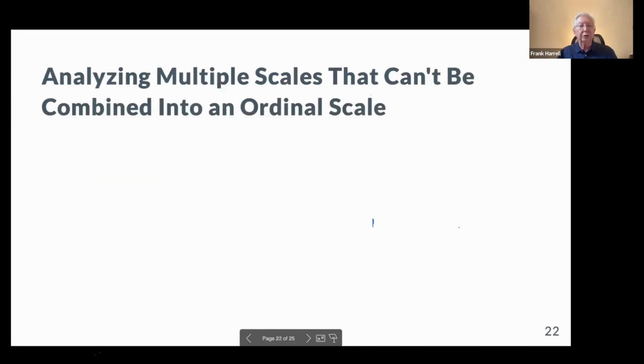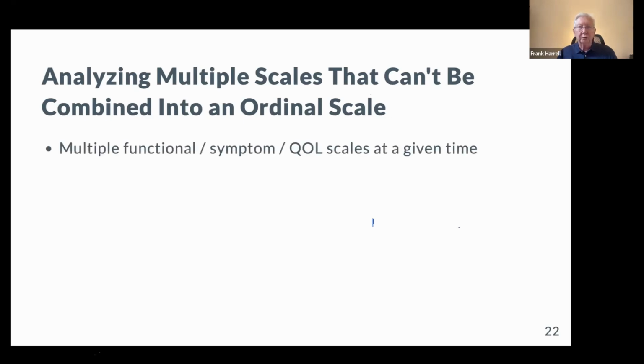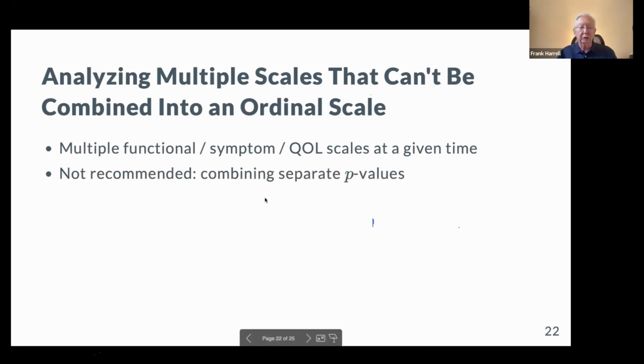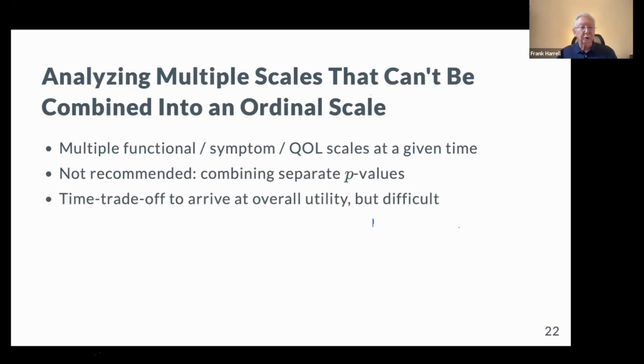Now, what if you had multiple scales and you can't combine those into an ordinal scale? This is something I've seen in neurodegenerative disease studies where there's multiple scales. You might have a scale for measuring arm function and a scale for leg function, and it may be beneficial to look at both of those. And so you have multiple scales at a given time. This is a common way of dealing with it. I really don't recommend this. It's just getting p-values separately for each type of scale, and trying to put those together using Fisher's method of combining p-values. That's a very, very non-clinical approach.